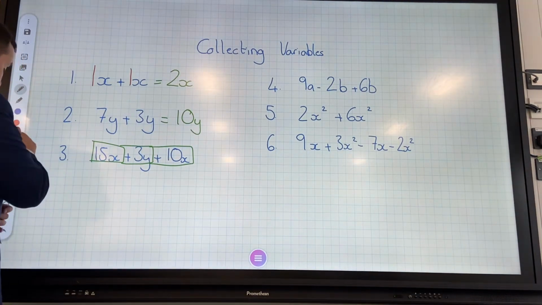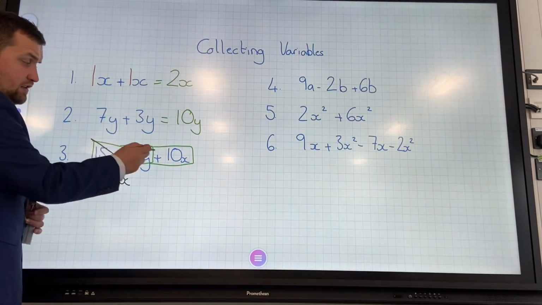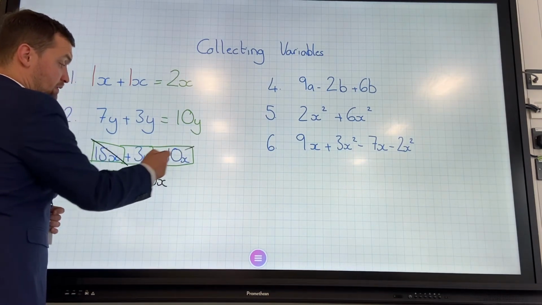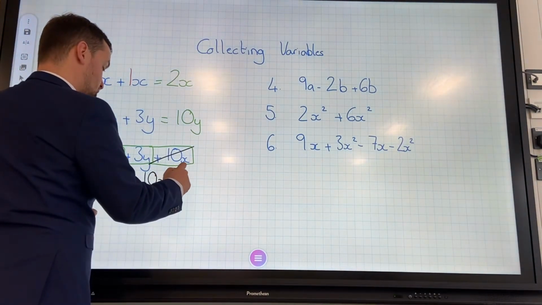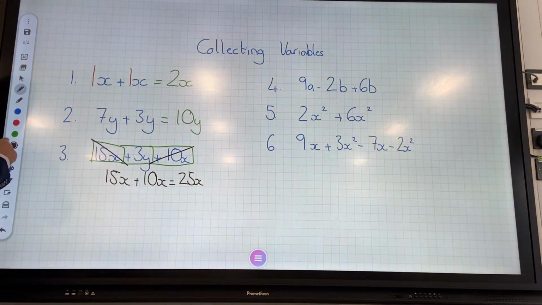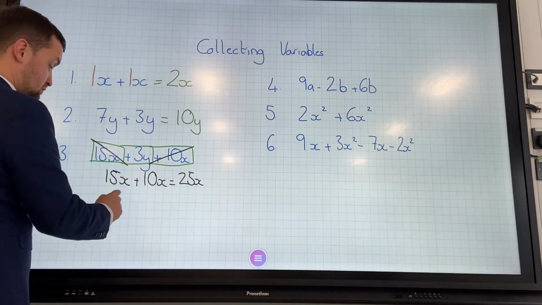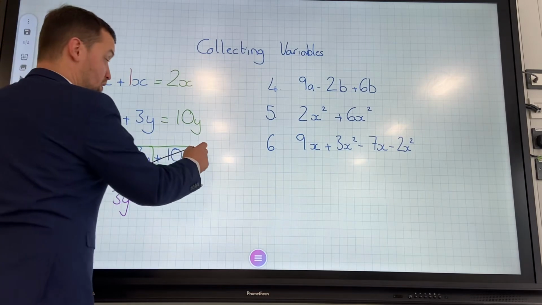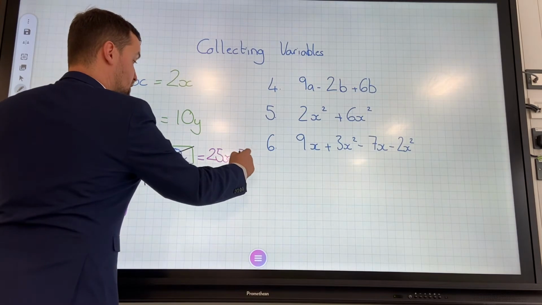So what we've got is we've got 15x. Okay, so we've dealt with that. Have we got any other x's? Yes, we do. We've got a plus 10x there. Okay, and I'm going to cross that off as well to say that I've used it so I don't get mixed up. So 15x plus 10x equals 25x. What we've got here then, just change the colour, is we've got 3y on its own. Okay, there's nothing we can do with that 3y because it's the only y value there. So what we've got when we simplify that is 25x plus 3y.